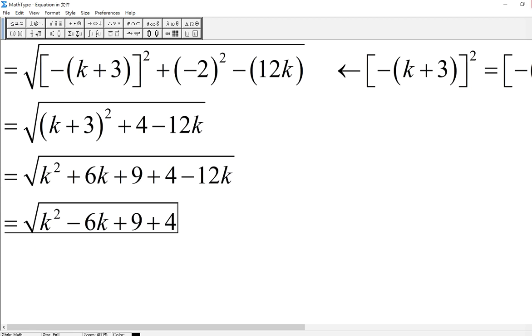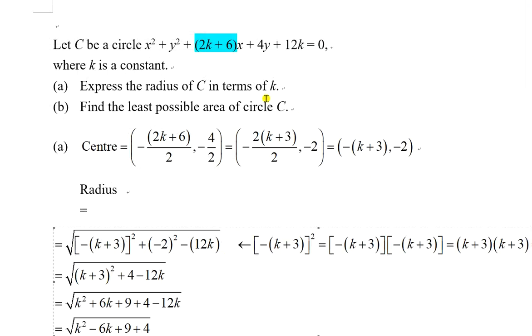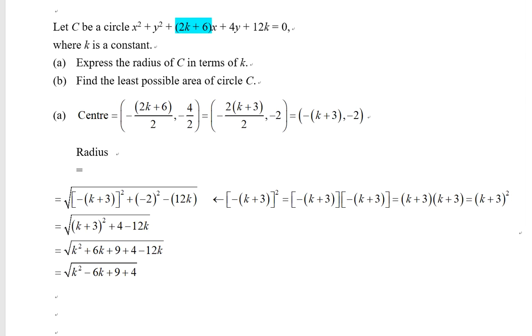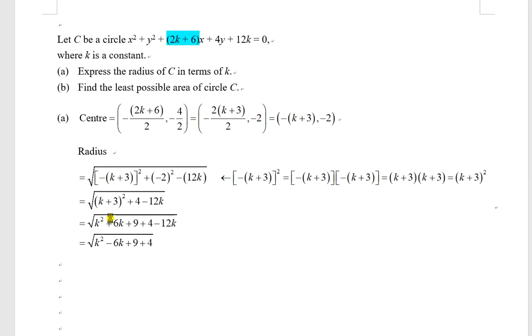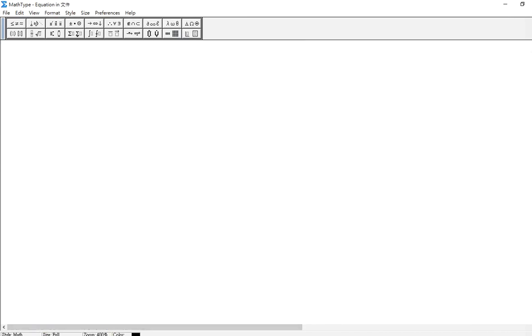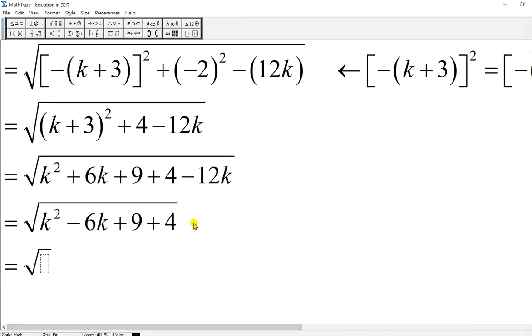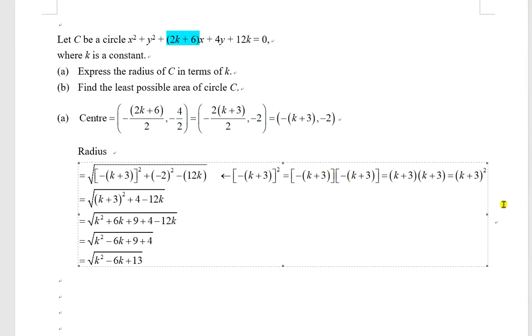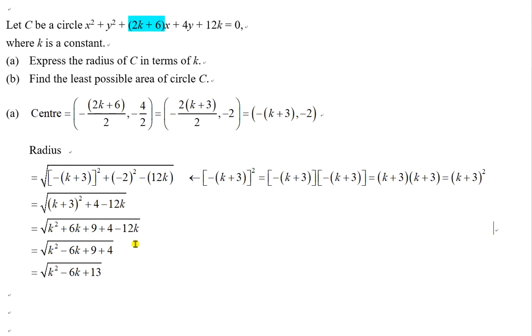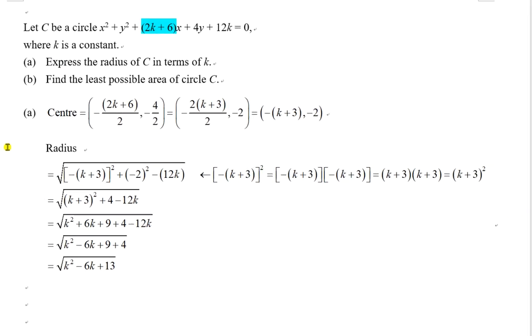But look at the question. The question just wants us to express the radius of C in terms of k. So I still need to add them up at this stage. It doesn't matter. So go back here. I still add them up: k squared minus 6k plus 13. So that is the answer of part A. This is the simplest form. The question did not tell you to complete the square, so I just keep this form.